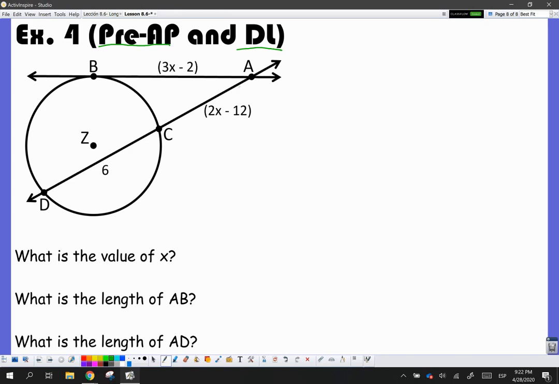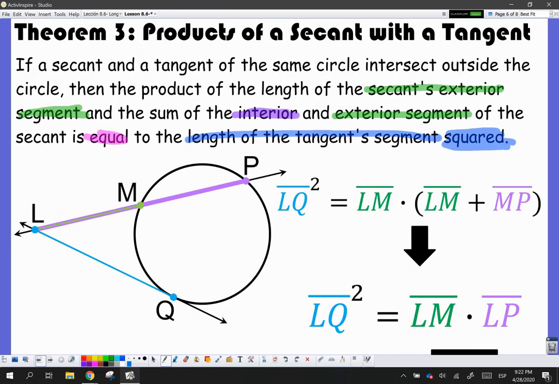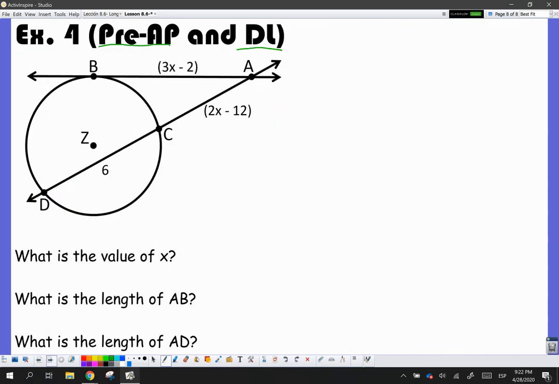Now again, what I need to do first is I want to look at my theorem, and I know that I'm going to have the tangent squared first. So I'm going to look for that tangent segment here. And so I look at this line, and this line is the secant, so I'm not worried about that right now. Up here, AB is my tangent, and I can see that because I have the point intersecting the circle and the point where the lines intersect. So there's my tangent segment.